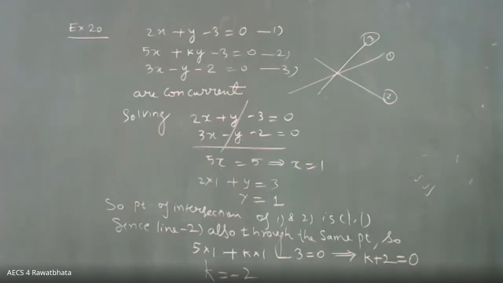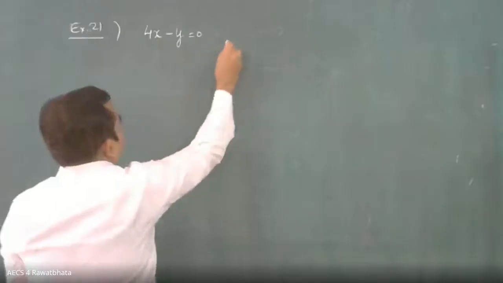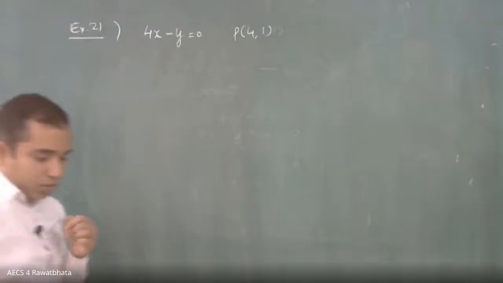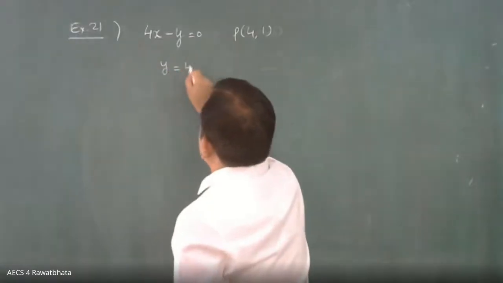Yes, Ankit, I'm waiting. Find the distance of the line 4x minus y equal to 0 from the point P(4, 1), measured along the line making an angle of 135 degrees with the positive x-axis. Okay, so this is y equals 4x.